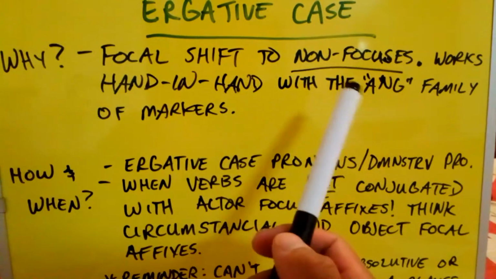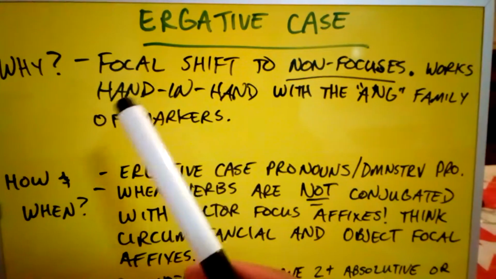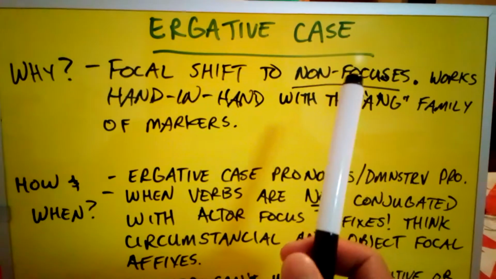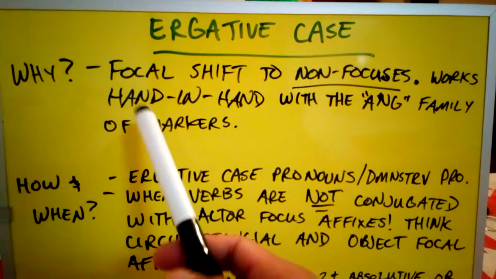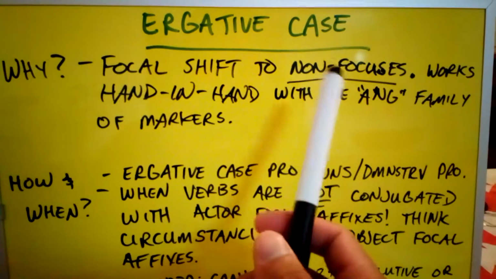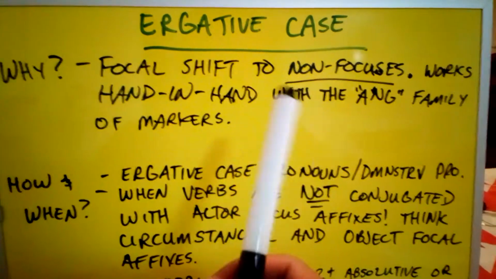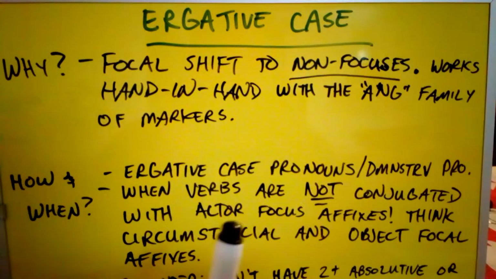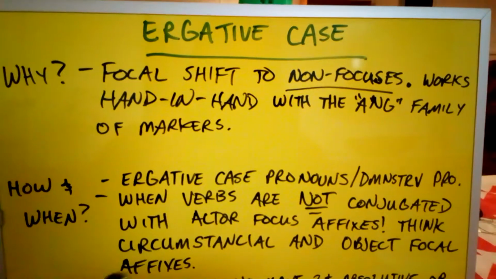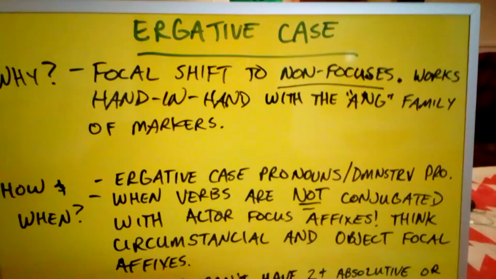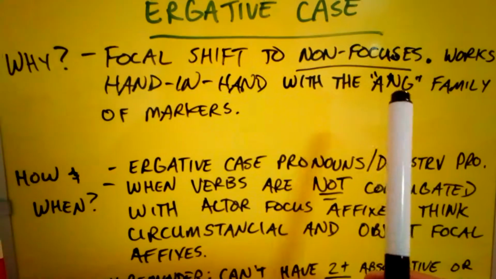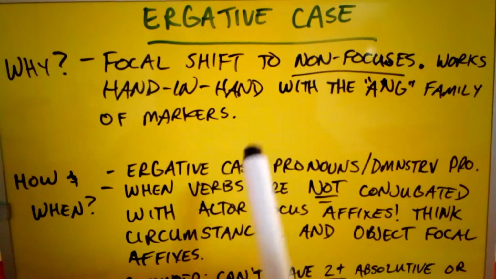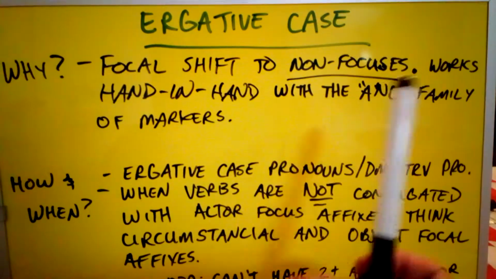Because it's a focal shift to non-focuses, right? When we use the ergative case, that means we're giving way for the focus, right? Because when we're using the ergative case, we're talking about ourselves or whatever pronoun, and we're going to put it aside as a non-focus. We're not really the most important thing in the sentence, but we're still important. Hey, we exist. We're just out there. We're just not the most important thing being talked about at the moment. That's pretty much the ergative case, what we use for pronouns, okay?